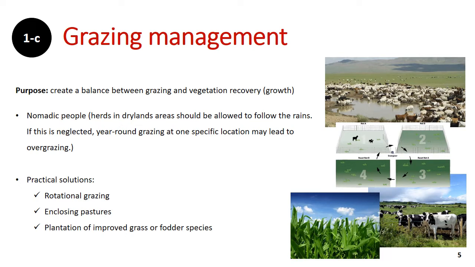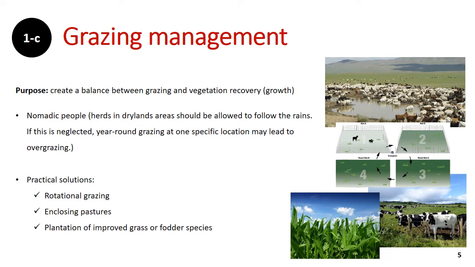How can you control this? You can use, for example, rotational grazing, and in rotational grazing, as we described, you have to rotate the grazing from one area to another, and that would allow enough time for vegetation to recover in the first place that you have been grazing.